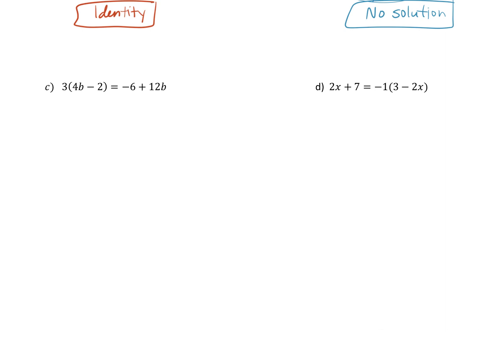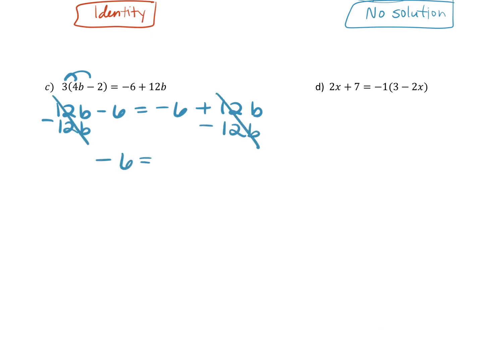Okay, so you do these two and you figure out which one's an identity and which one is no solution. Identity and no solution. So this first one is 12b minus 6 equals negative 6 plus 12b. Take away the 12b's and you are left with negative 6 equals negative 6, which it does. So that's an identity.